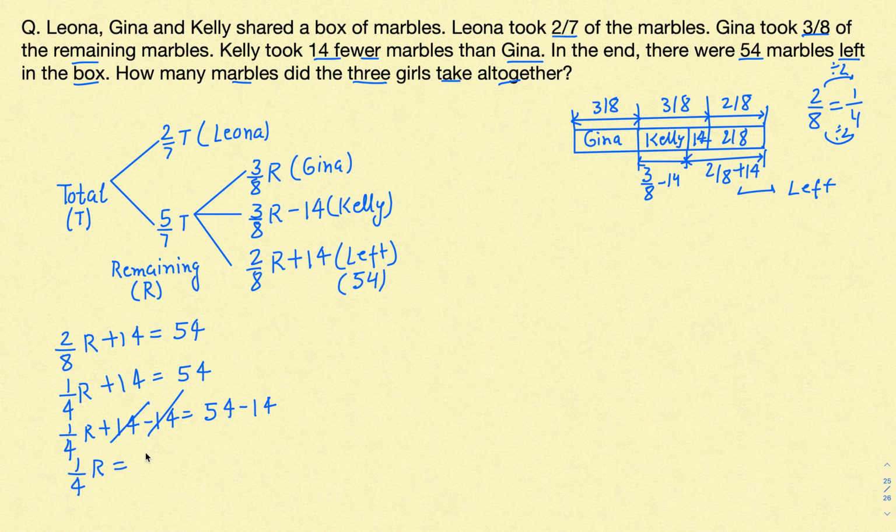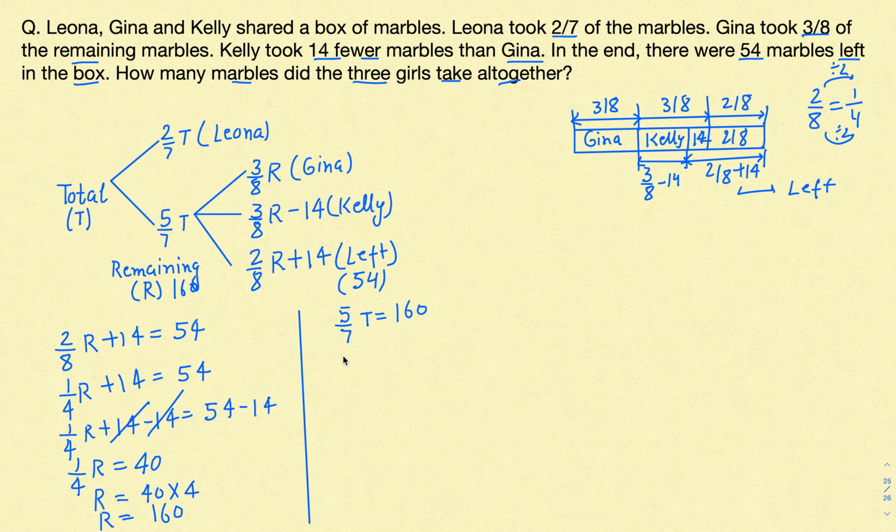So how much will be the remainder? The remainder will be obviously 40 times 4. That will give you 160. That means the number of remaining marbles after Leona has taken were 160. There were 160 marbles left after Leona has taken 2 by 7 from the total. And the remaining number of marbles is equal to 5 by 7 of the total. So 5 by 7 of the total is equal to 160.